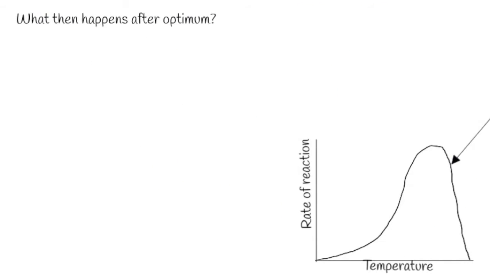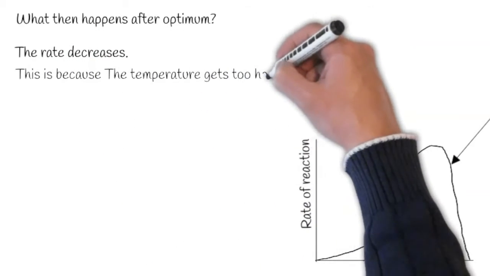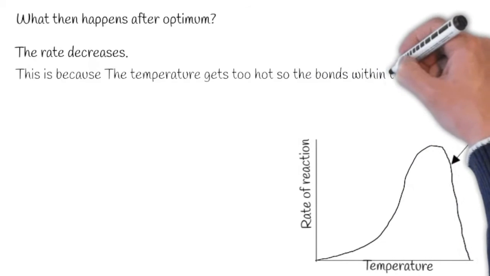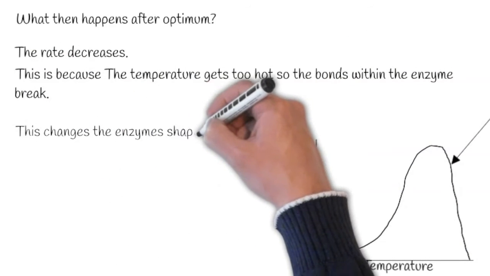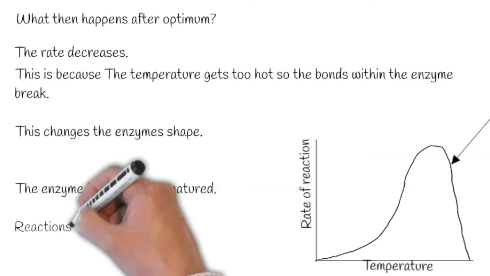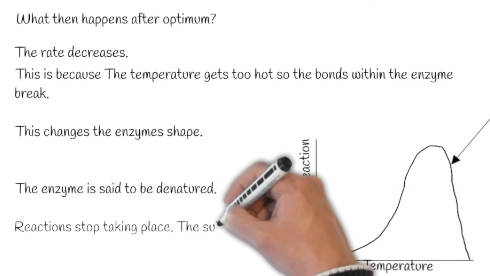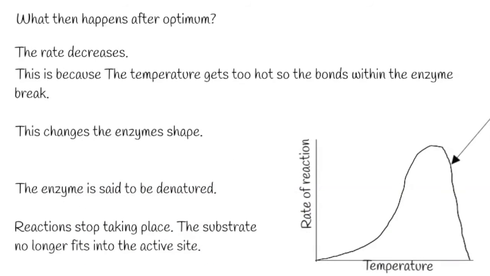What then happens after optimum? The rate decreases, it massively decreases. This is because the temperature gets too hot, so the bonds within the enzyme break. This changes the enzyme's shape. The enzyme is said to be denatured. Reactions stop taking place. The substrate no longer fits into the active site like a lock and key.